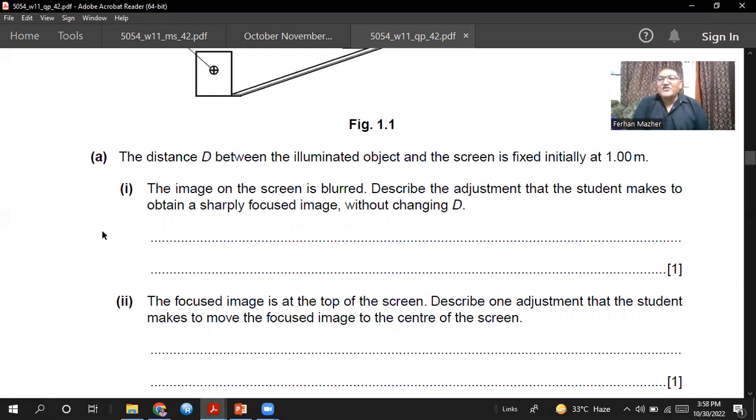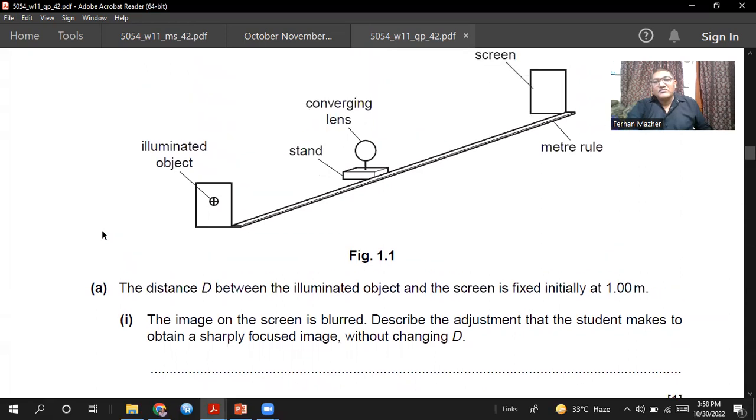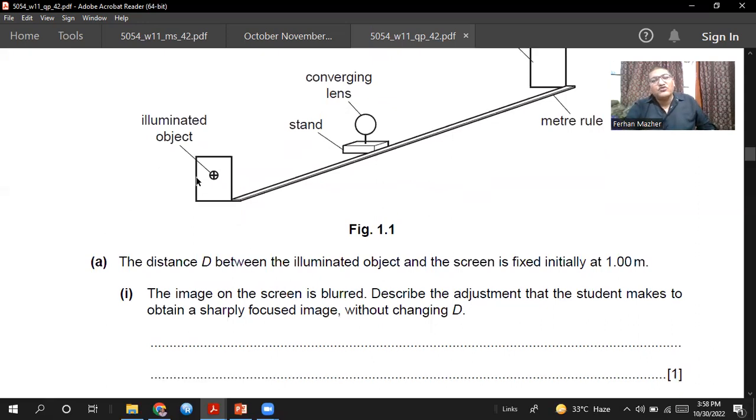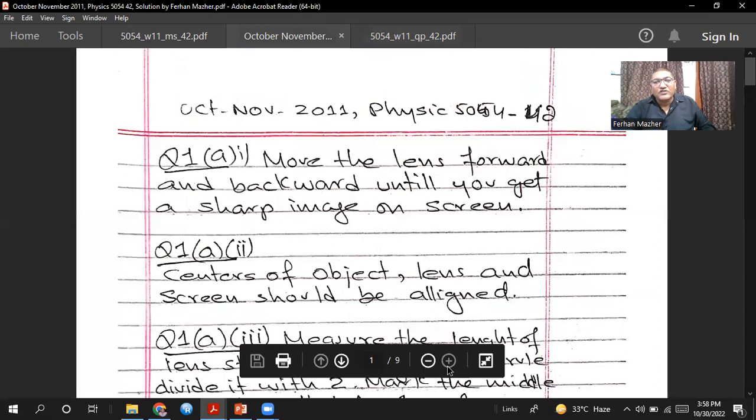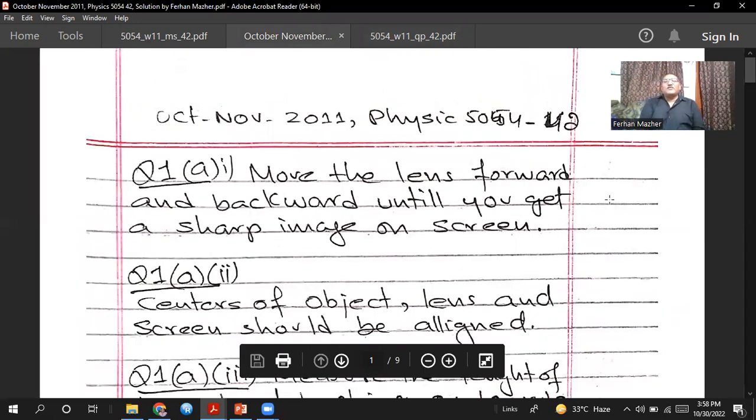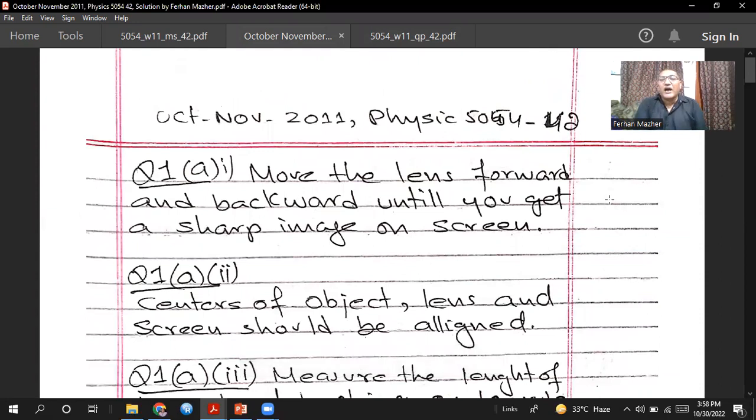The only option then is to move the converging lens forward and backward along the meter rule, and find a position on the meter rule where the image on the screen is sharp and clear. Another method can be to use a converging lens of a different focal length. So I have written this answer, and it is also coming up on your screen. Move the lens forward and backward until you get a sharp image on the screen. That was a 1 mark question.